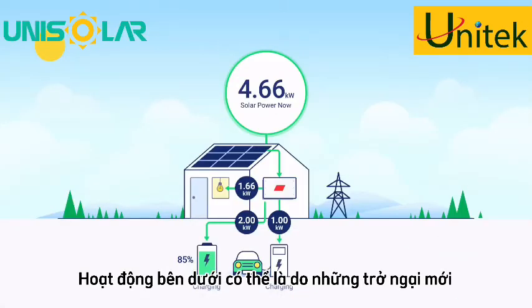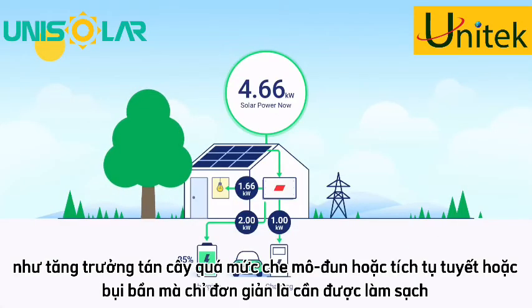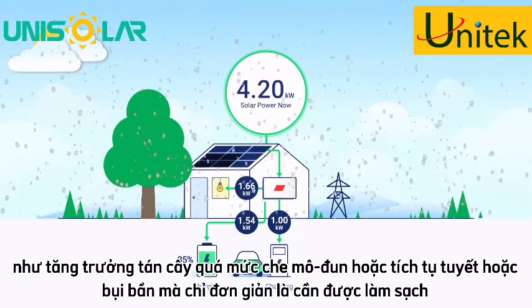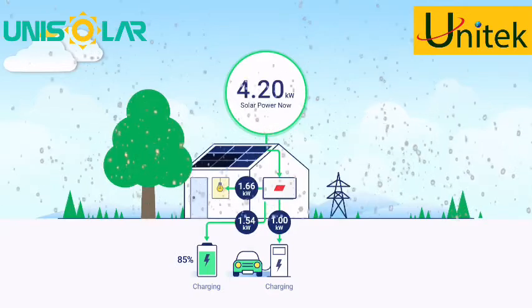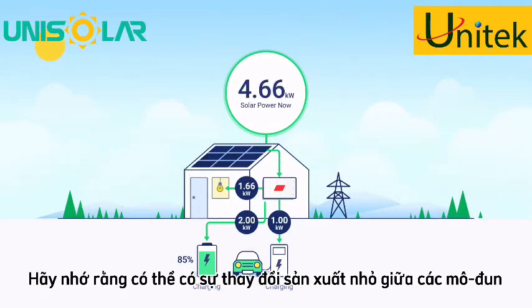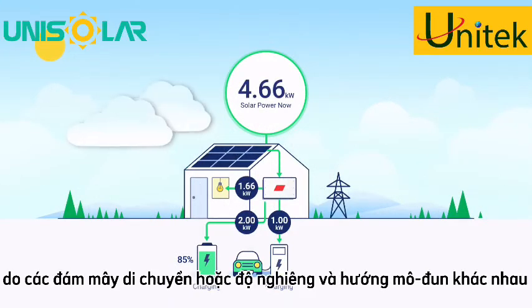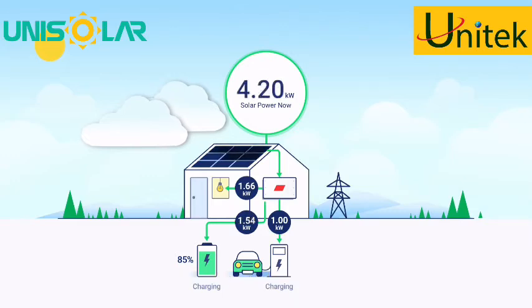Underperformance may be due to new obstacles, such as excessive tree growth that causes module shading, or buildup of snow or dirt that simply requires cleaning. Remember that there may be slight production variations between modules due to moving clouds or varying module tilt and orientation.